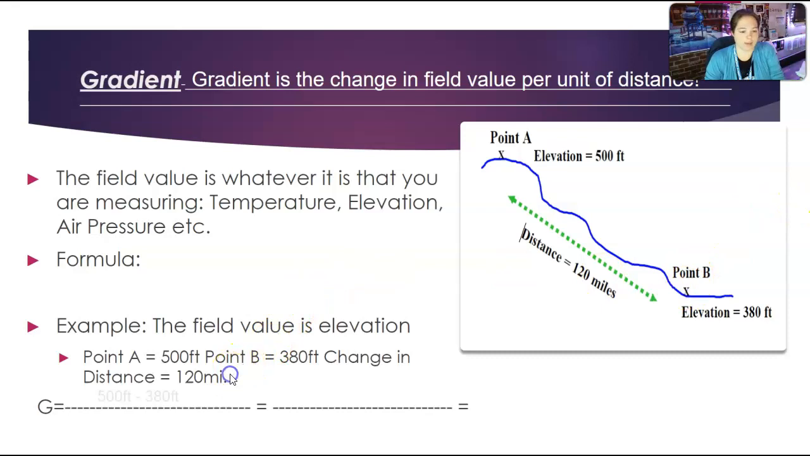So let's start plugging in. Change in field value: take your highest field value minus your lowest field value. So 500 minus 380. Put that all over distance. Your distance is 120 miles. All right, let's clean it up a little bit. 500 minus 380 is 120 feet, over 120 miles. So our gradient is it will change 1 foot per mile. This is kind of like miles per hour. Same thing. How far can you go from this place to this place in 1 hour?